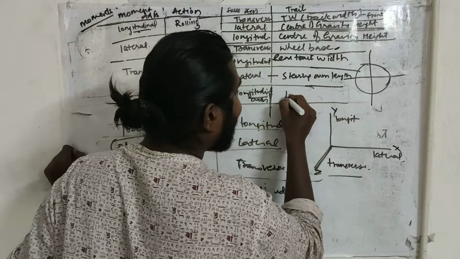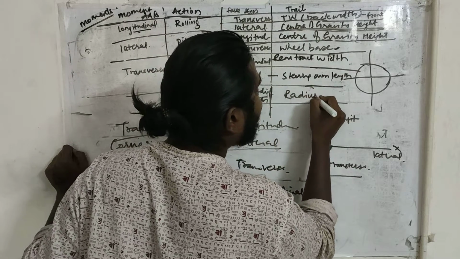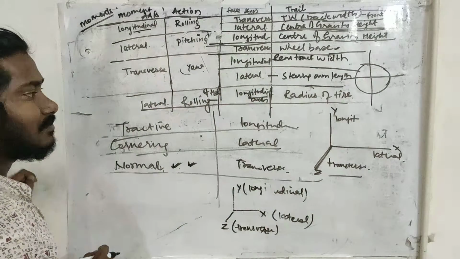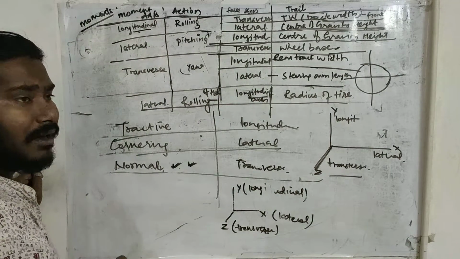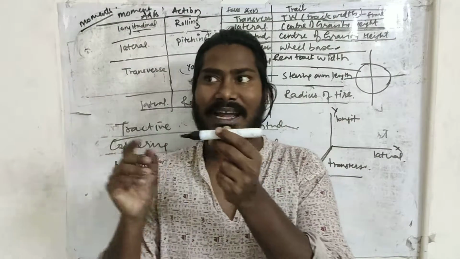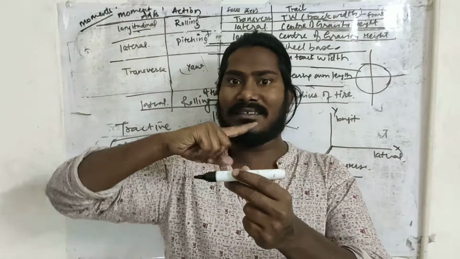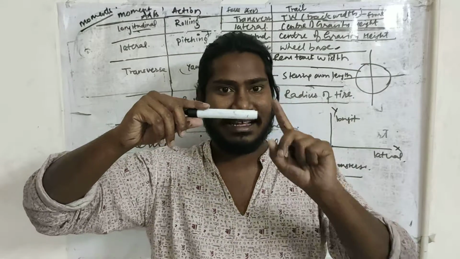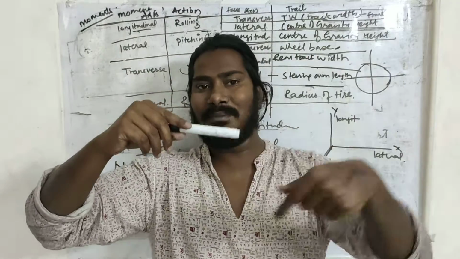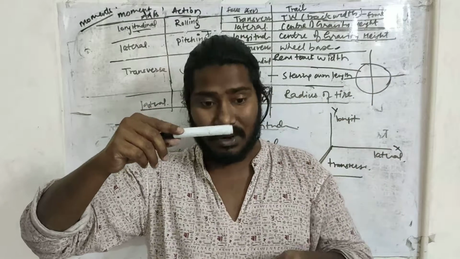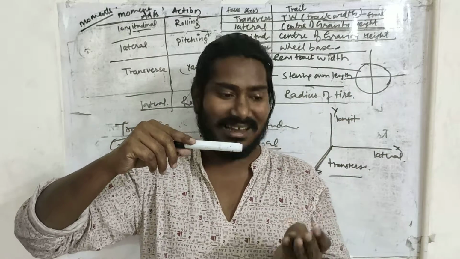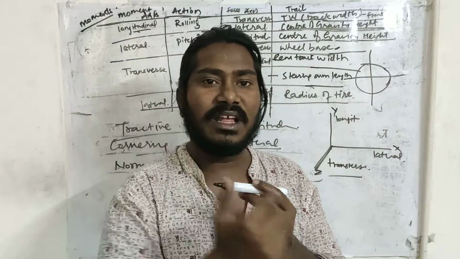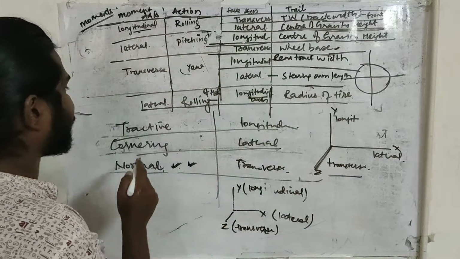And what is going to be the trail? Trail is going to be the radius of the tire. You got my point? If I take my lateral axis and bring it to the tire radius, the tire is completely rotating. This is rotating because of the longitudinal force occurring between the tire contact patch and the road surface.